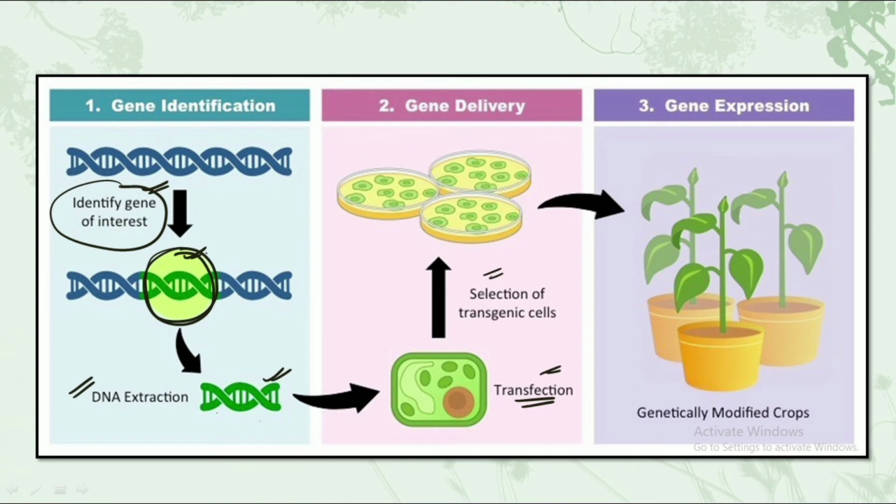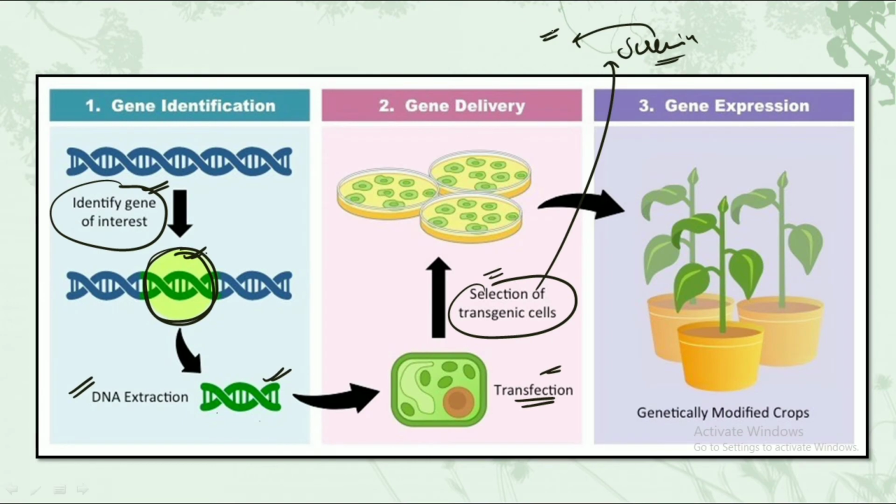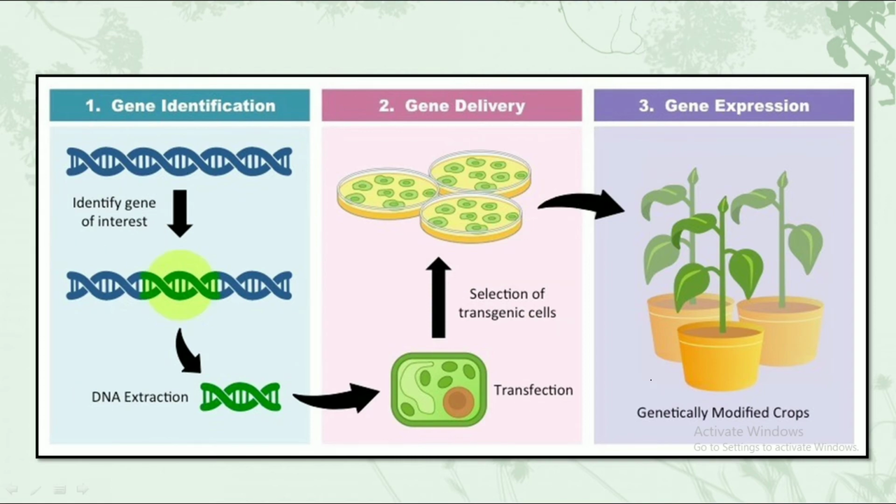And how does the selection of transgenic cells occur? It occurs by the process of screening. And after the selection of the transgenic cell, after the gene delivery method, we have the gene expression, in which the transgenic cells that we have selected are allowed to grow, and we have our genetically modified crops. So this is a very simplified form of how the complete transgenic plant formation occurs.